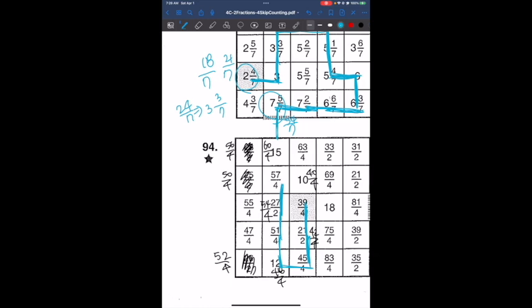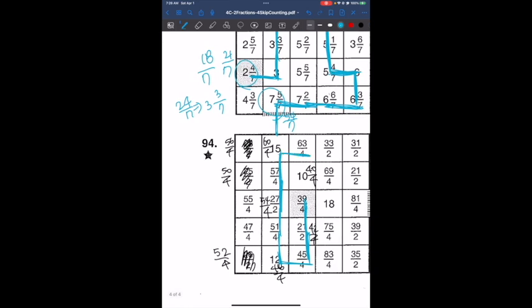60 over 4 is 15. Then add 3 over 4 again. Add 3 over 4. And then we're going to add 3 over 4 once more. And so this is going to be our created path.